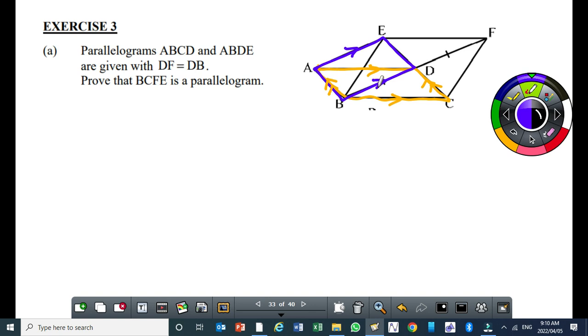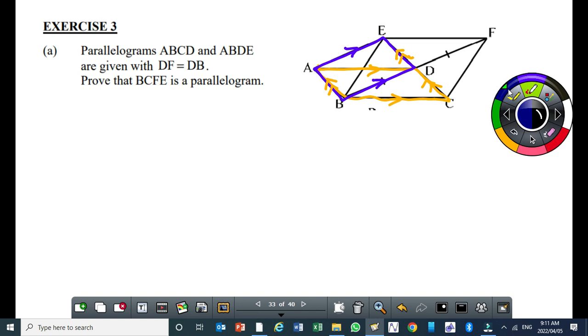Because remember, last time I told you that points like this, E, D, and C, if they are on the same straight line, it means we call them collinear points. It means that the gradient along that line is the same. Therefore, CE is also parallel to AB as well. Okay? So make sure you are aware of that. So I can indicate here in the same color because they are the same.